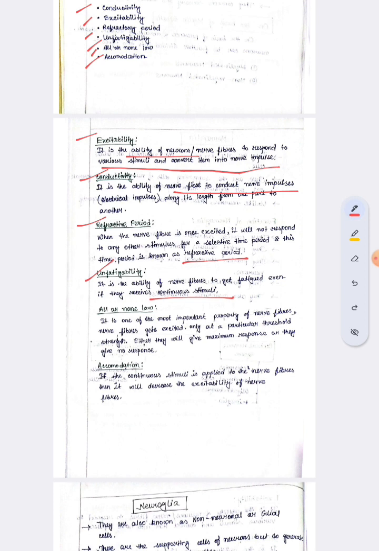All or none law is one of the most important properties of nerve fibers. Nerve fiber gets excited only at a particular threshold strength. Either they will give maximum response or they give no response. Accommodation: if continuous stimuli is applied to the nerve fibers, then it will decrease the excitability of nerve fibers.